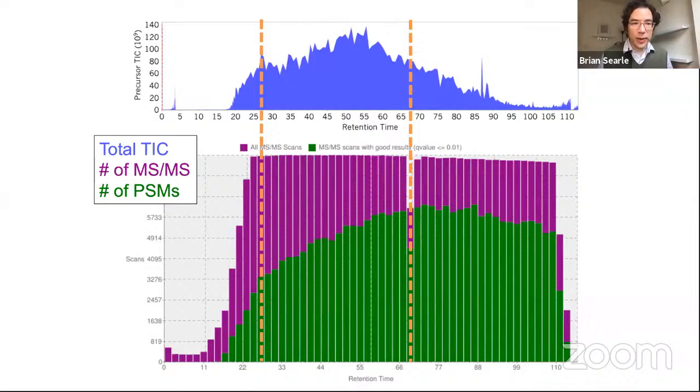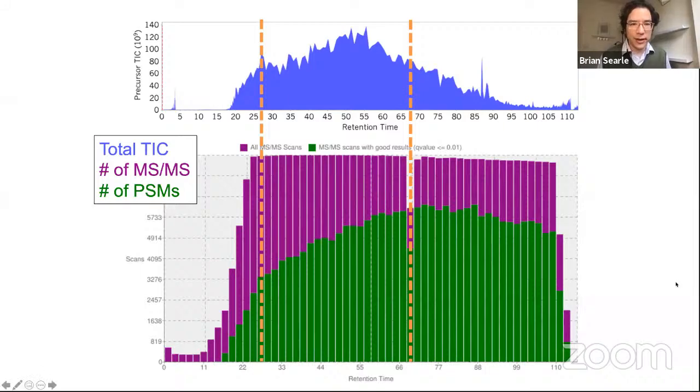And PSM, what does PSM stand for? Peptide spectrum match. So these are the number of detected peptides that we're actually seeing at any given time point. So in this particular case, at time point 30, we're collecting a full number of MS spectra, but we are only detecting about half of those spectra as actual peptides, or assigning them to actual peptides.